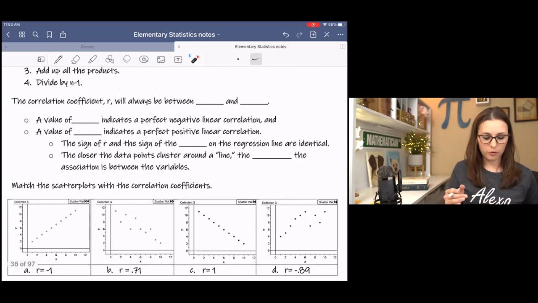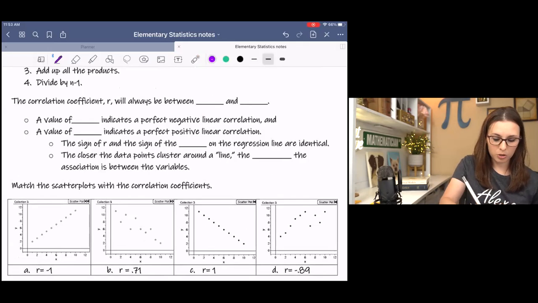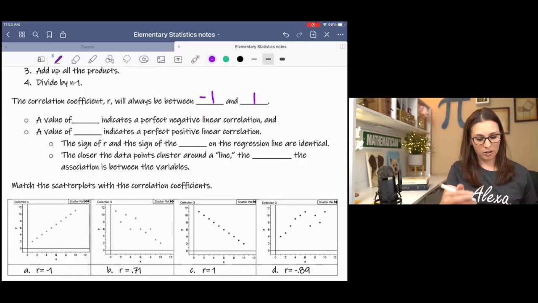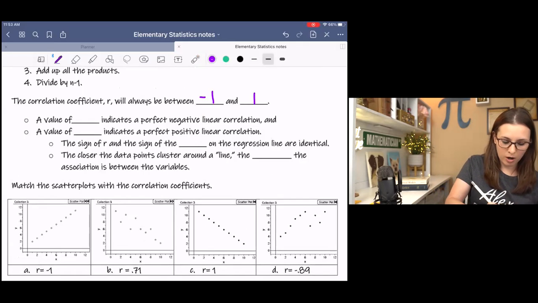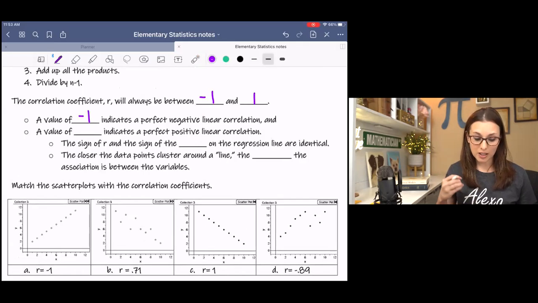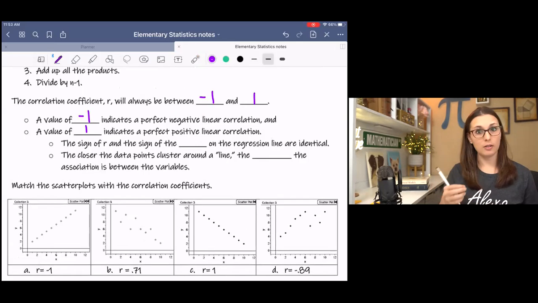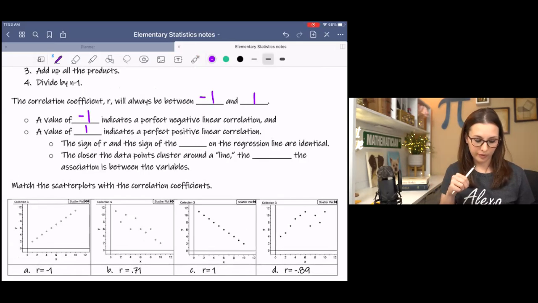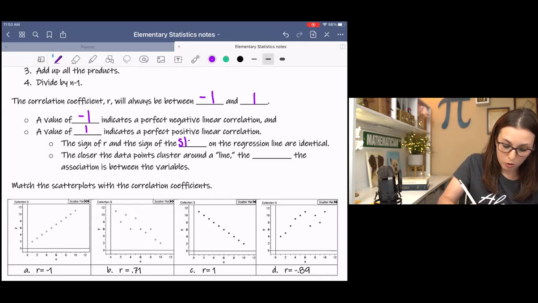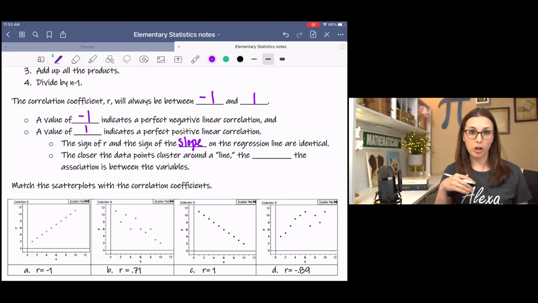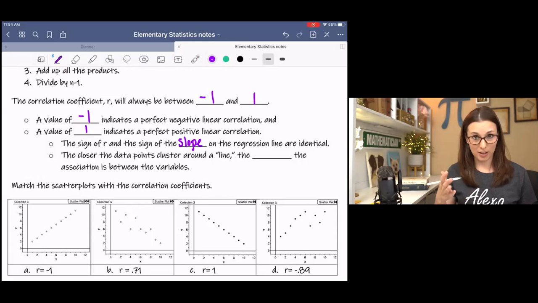The correlation coefficient r will always be in between -1 and 1. If it's not, you've done something wrong. A value of -1 indicates a perfect negative linear correlation. A value of +1 indicates a perfect positive linear correlation. The sign of r and the sign of the slope in your linear regression equation should be the same. If they're not the same, then you've done something wrong.